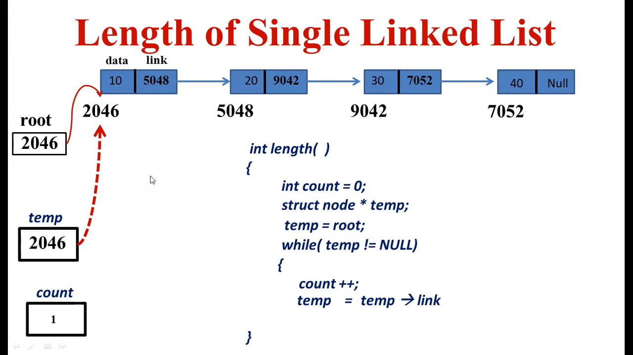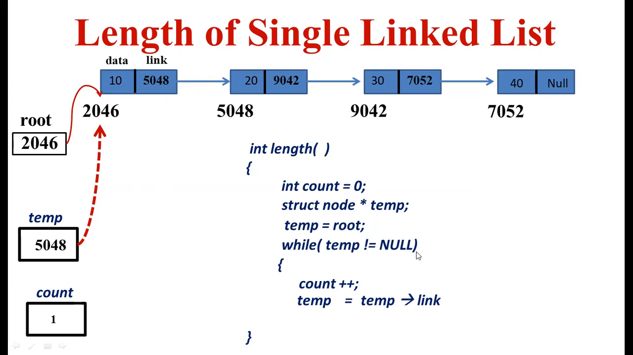The temp to link value is 5048. This 5048 we need to store into temp. So here the temp to link value 5048 will be stored here. Now again we will come to this loop.